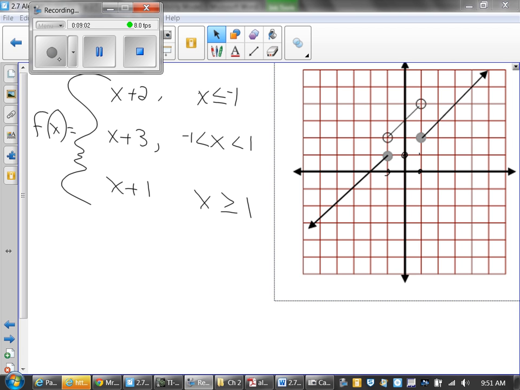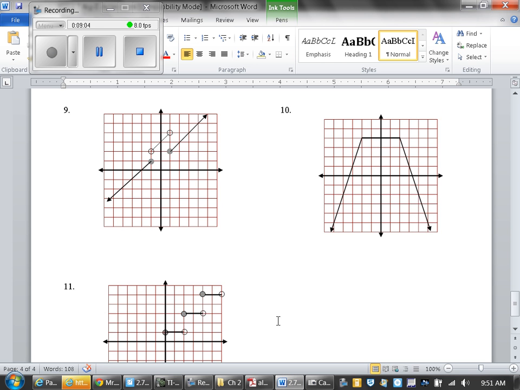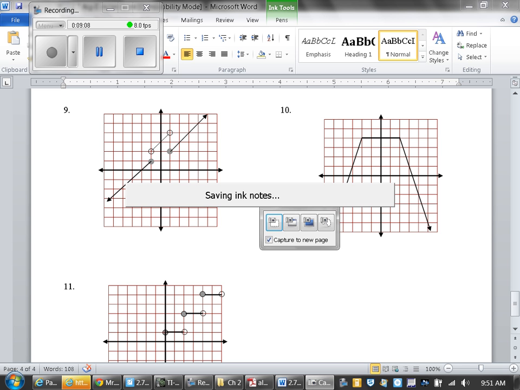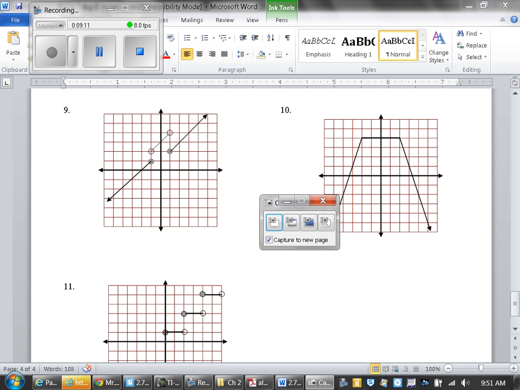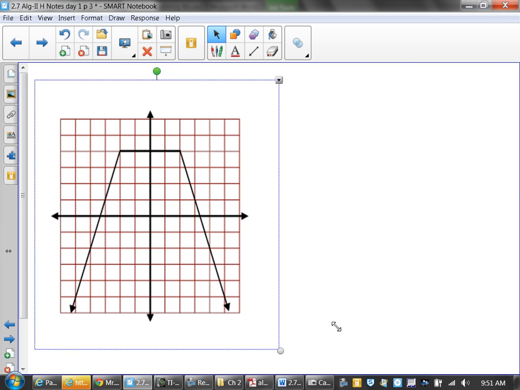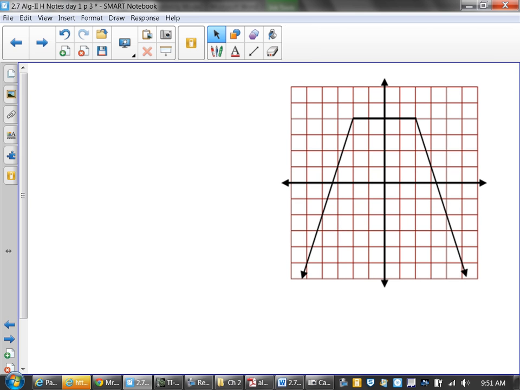All right, let's see where we're at. So in this problem here, how many graphs do you see? 3 of them. So that means I have to have 3 separate equations, which means I have 3 changes in direction.